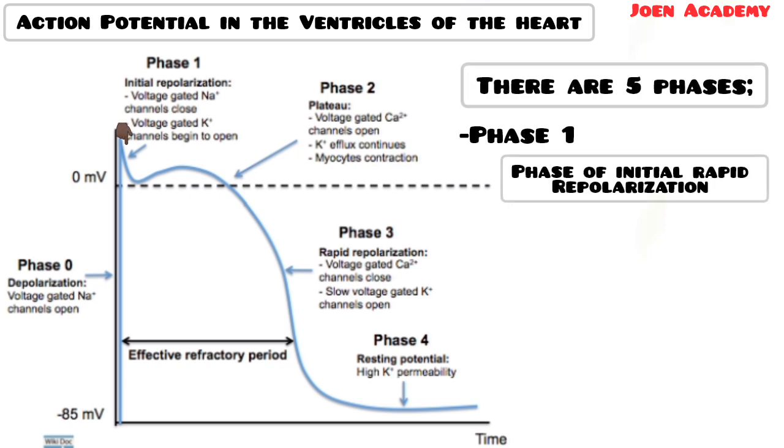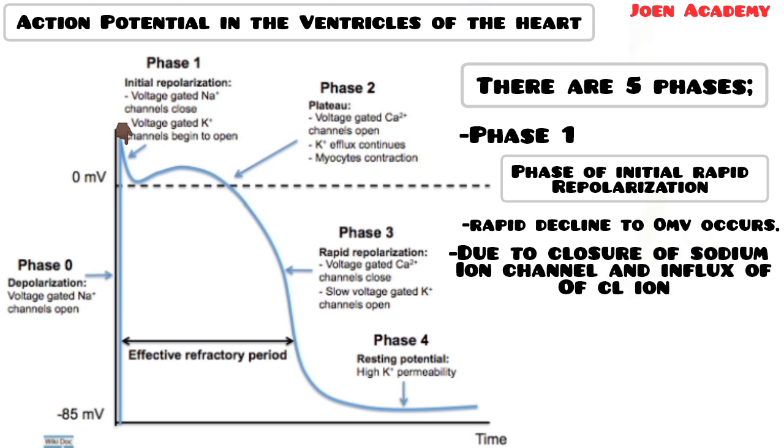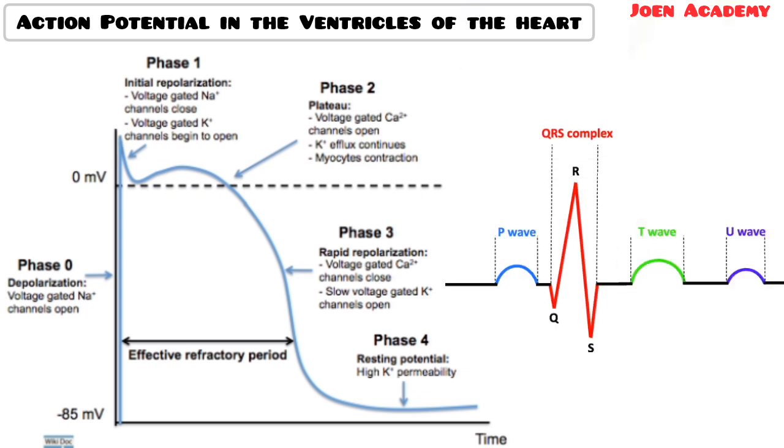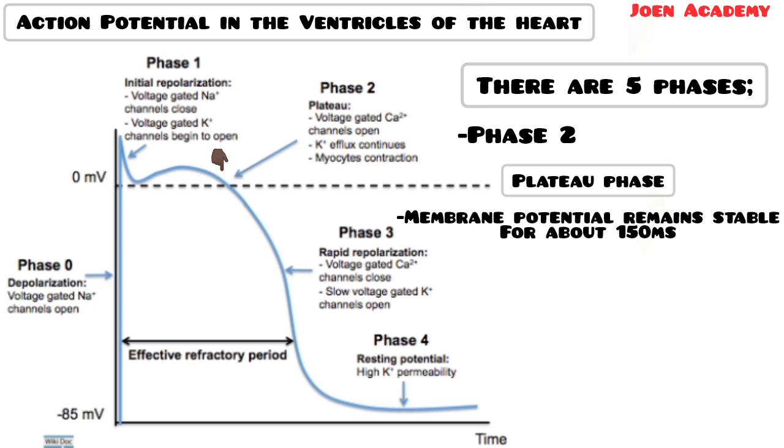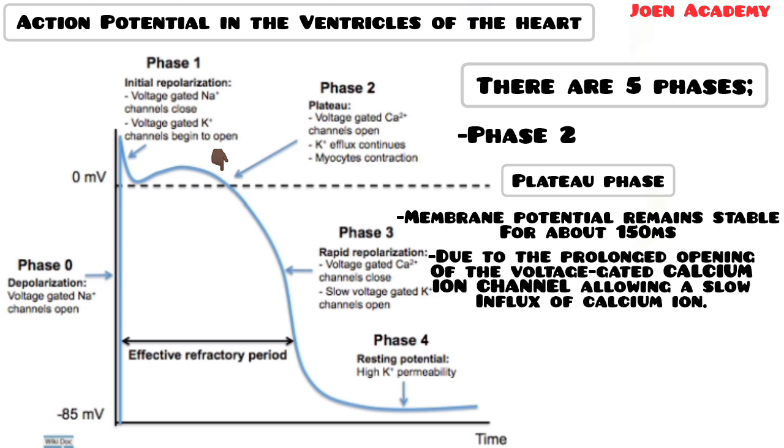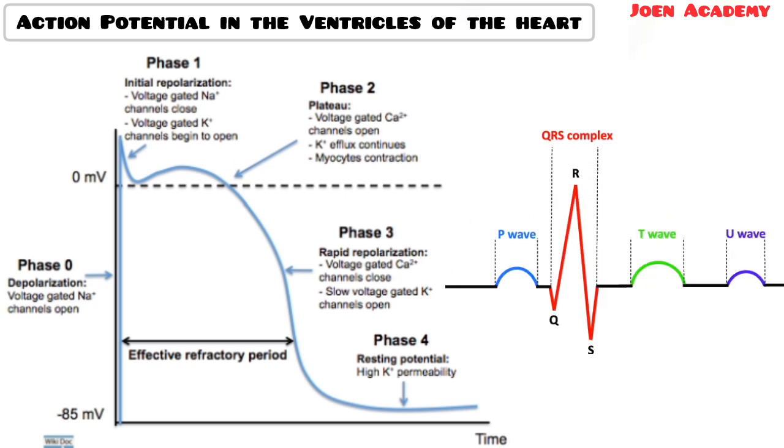In this phase, from the new positive membrane potential, a rapid decline to 0 mV occurs, and this is due to the closure of sodium ion channels and influx of chloride ions. Phase 0 and phase 1 correspond to the QRS wave of the ECG. Phase 2 is also known as the plateau phase. In this phase, the membrane potential remains stable for about 150 milliseconds. This is due to the prolonged opening of the voltage-gated calcium channels, allowing a slow influx of calcium ions. This phase corresponds with the ST segment of the ECG.